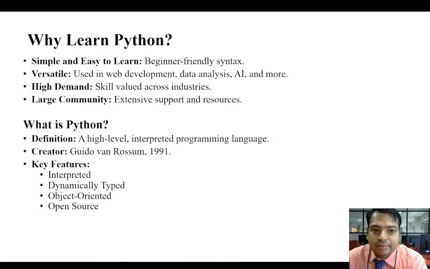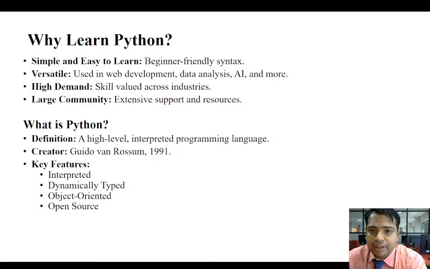It is in high demand because it is used in almost all fields nowadays, and if you know Python programming, you are valued across all industries. Even the users of Python programming are many, so the community is large, the people who make use of this particular Python programming.